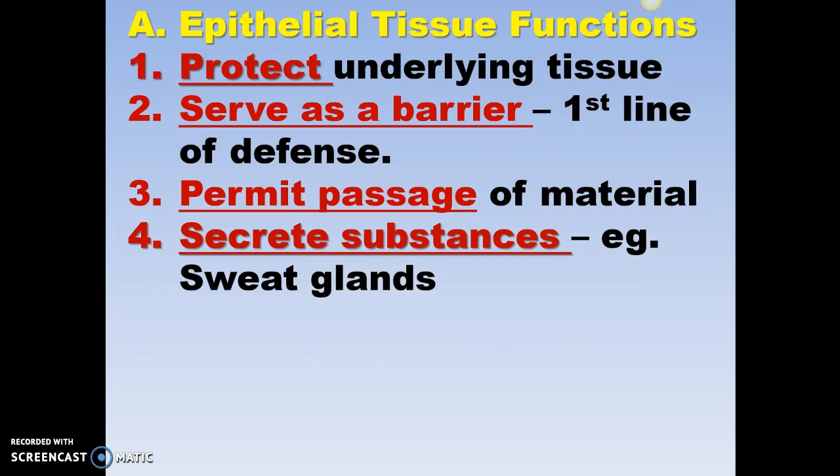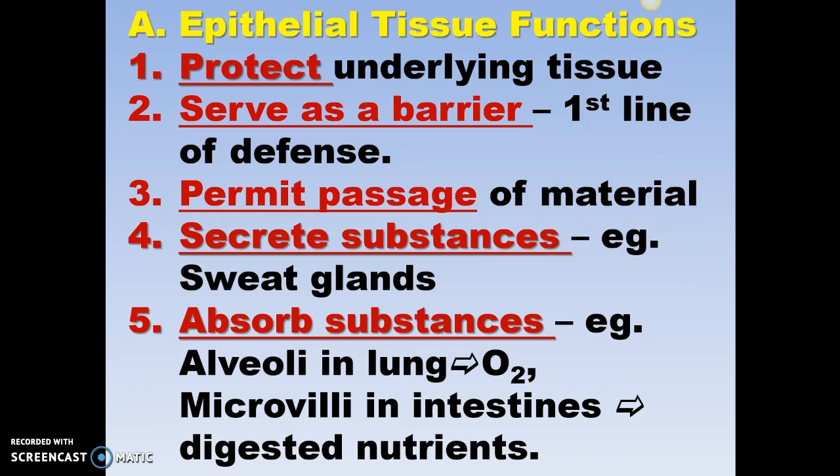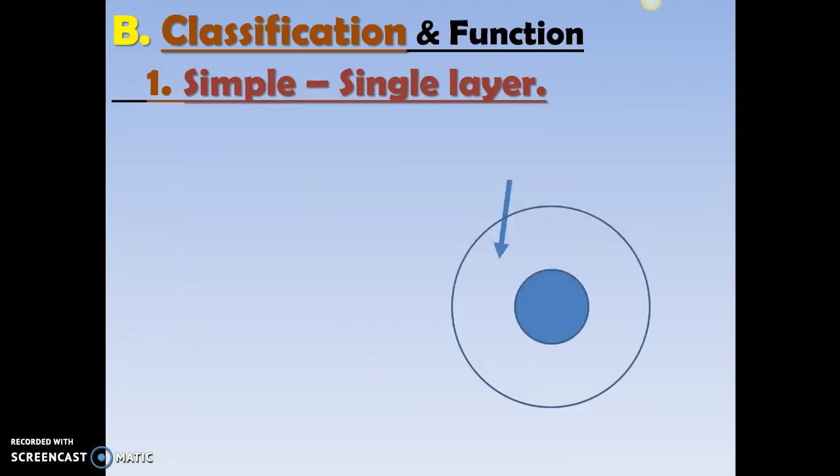For secreting substances such as sweat glands. Yes, your sweat glands are made of epithelial tissue. That's good to know. To absorb substances. Again, the lungs absorb the oxygen, microvilli in the intestines, little tiny, very thin folds absorb nutrients. So classification and function, once again, simple means single layer.